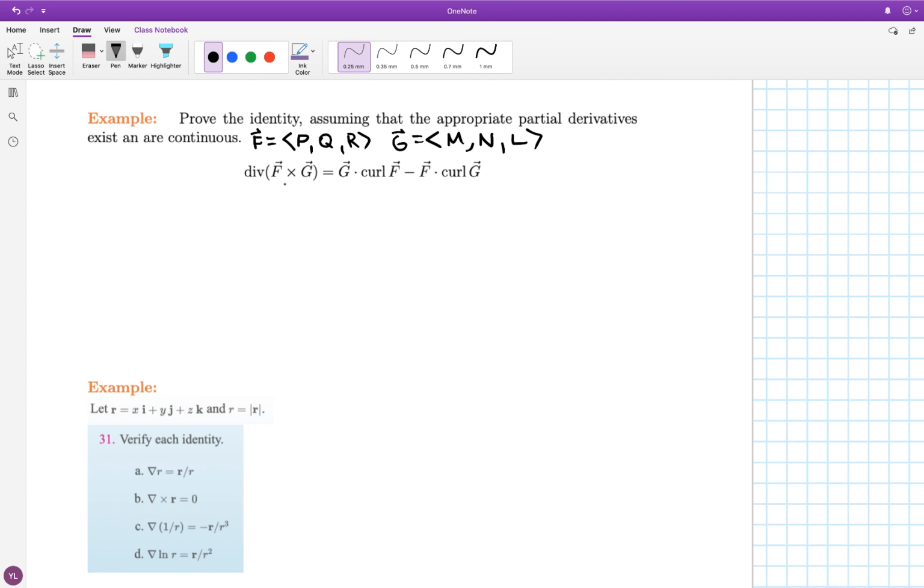So it's an interesting, I guess you could call it a product rule type thing here. So let's see that it's true. Let's compute on one hand the divergence of F cross G, and then on the other hand these expressions, and see that they're equal.